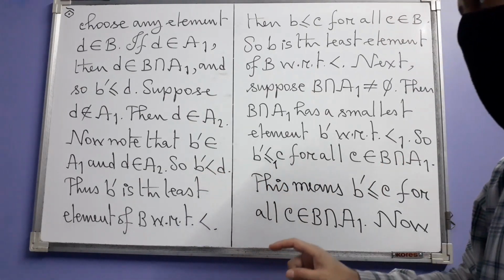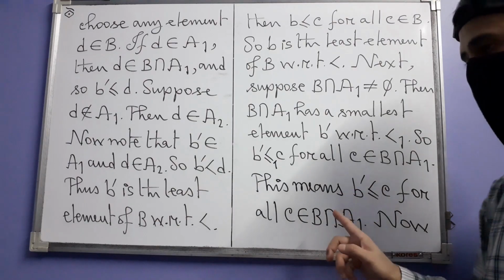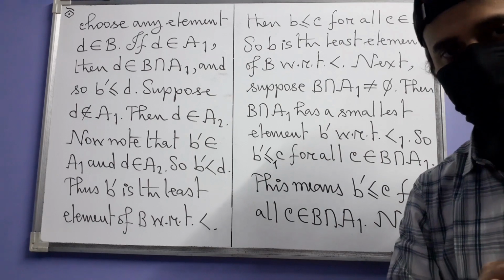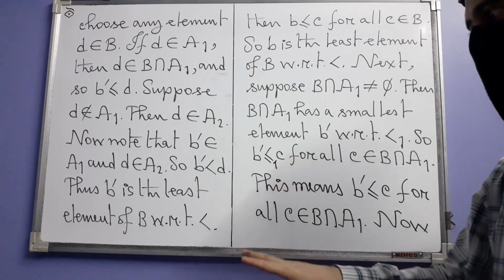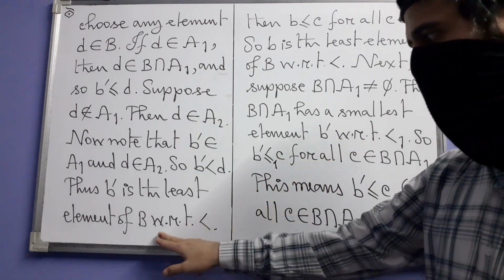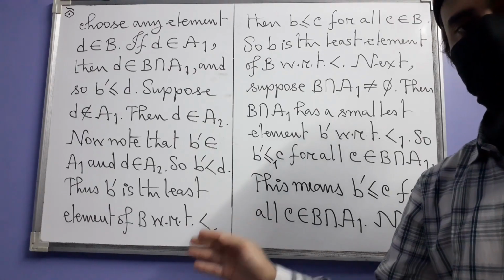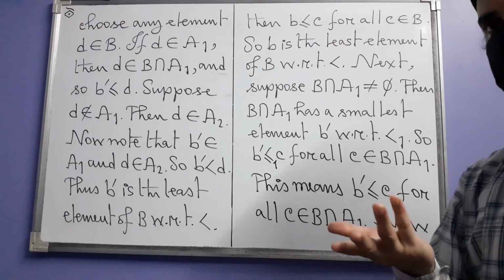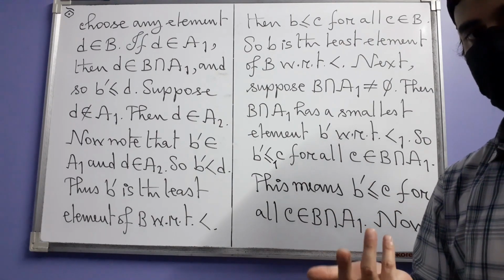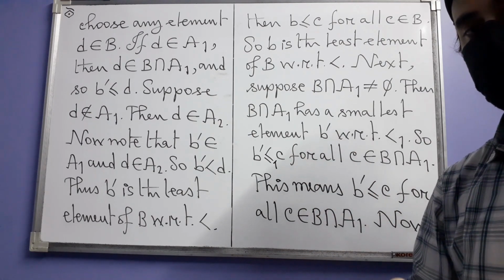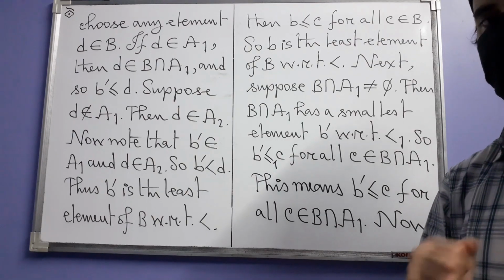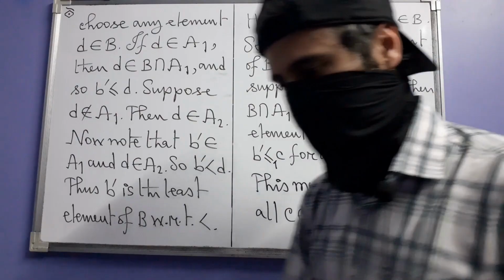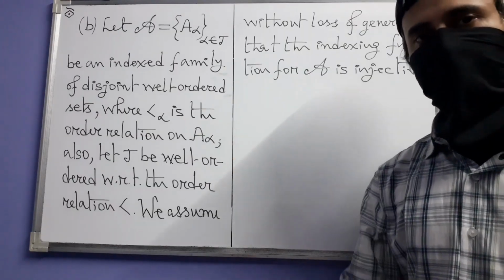So that way, actually B prime is less than or equal to any element of B with respect to the new relation. So that is why in this case also, we have found a smallest element of B with respect to the new relation. And that's how our set A1 union A2 with respect to the new relation is well ordered. That is part A. Next, let us see part B. So this is part B.